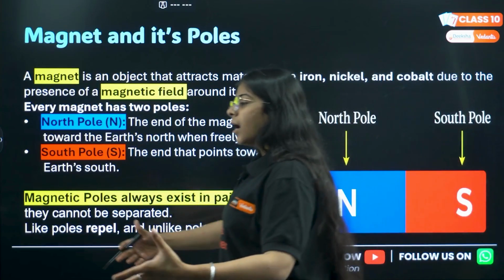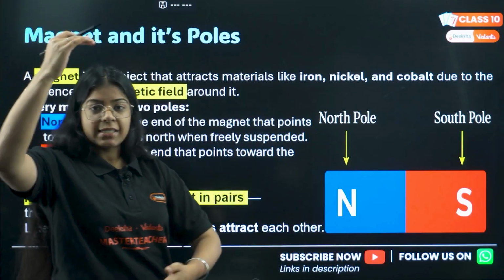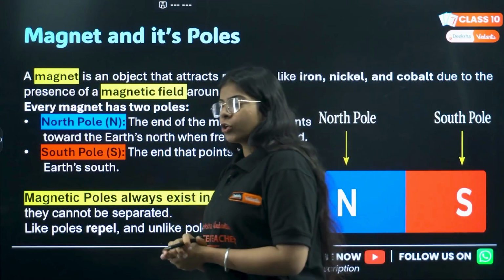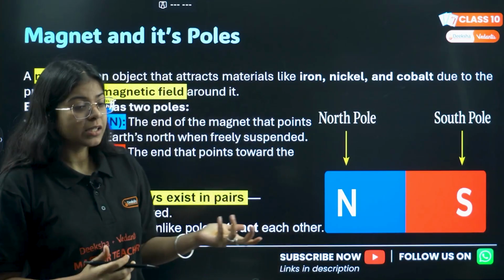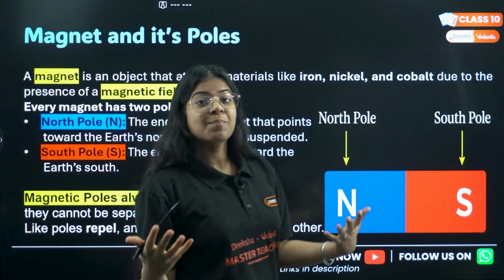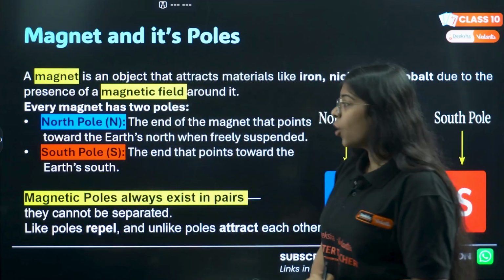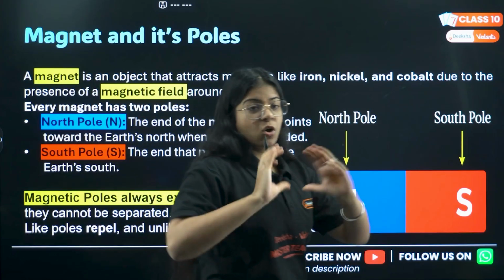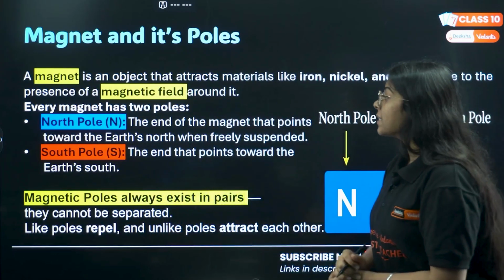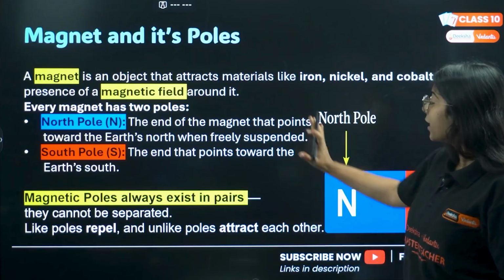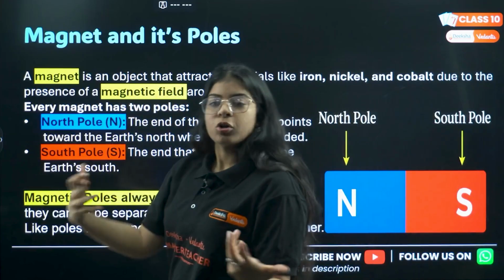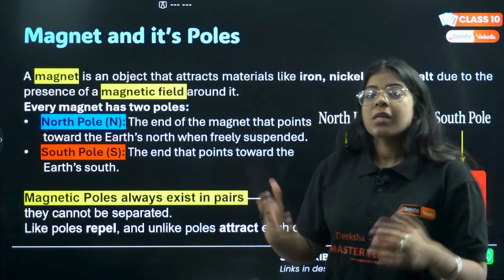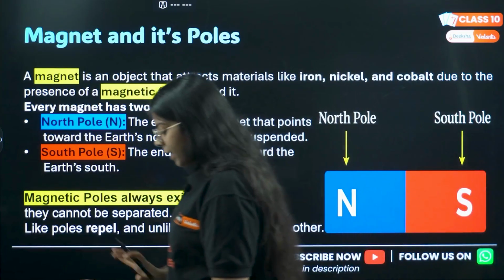Now we know our earth also has a north pole and a south pole. We know Antarctica is at the south pole, Russia and Finland are near the north pole. So earth has a north pole and a south pole because earth also has a magnetic field around it. Now, what are these north pole and south pole? The north pole of a magnet, of a compass, is the end of that magnet that points towards the earth's north pole. Okay, and the south pole is the end that points towards the south pole of our earth. So these are the two poles.